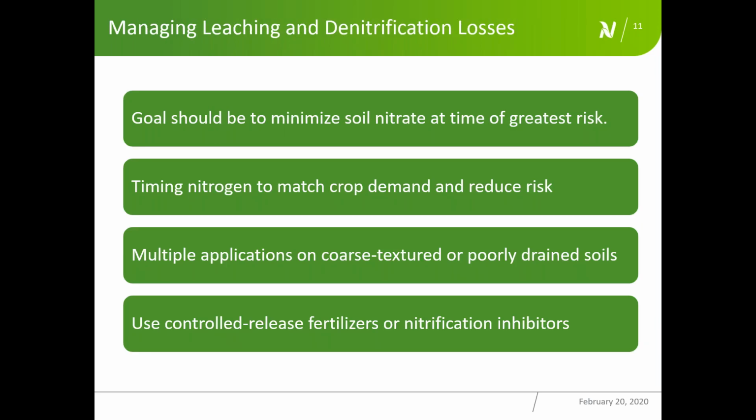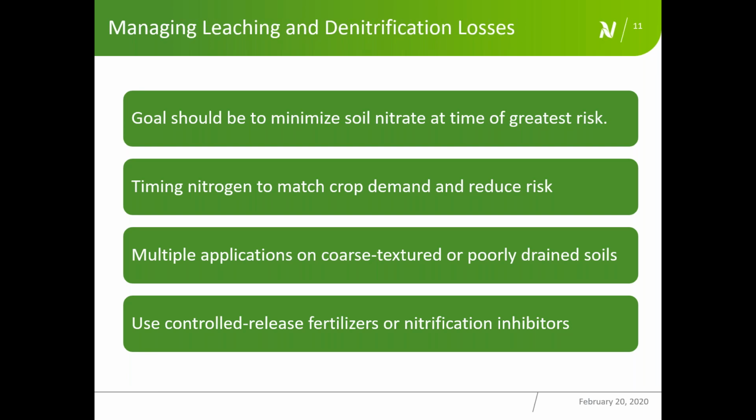All right, so managing these losses, our goal should be to minimize the soil nitrate because these leaching and denitrification losses are occurring from the nitrate form. We want to try to manage the amount of nitrate in the soil when there's a potential for those loss events. Now, this becomes kind of tricky because we need to have nitrate there to feed the plants, to maximize our yield for best crop performance.